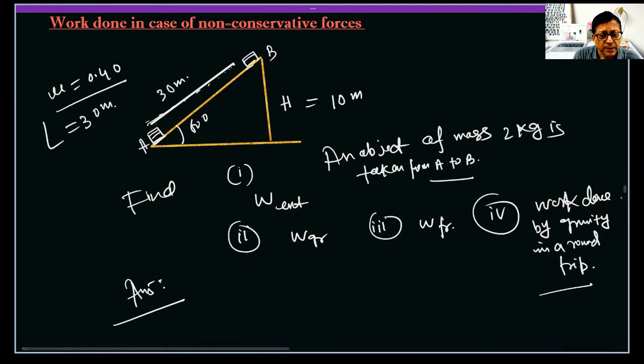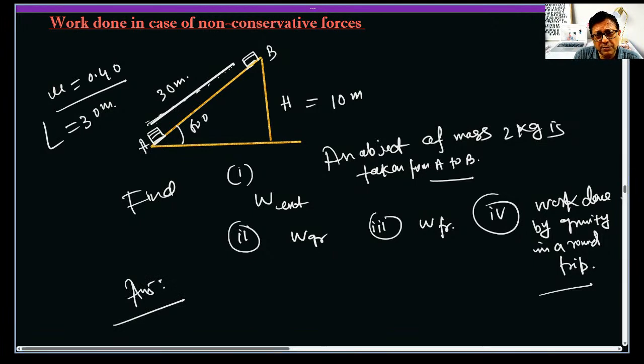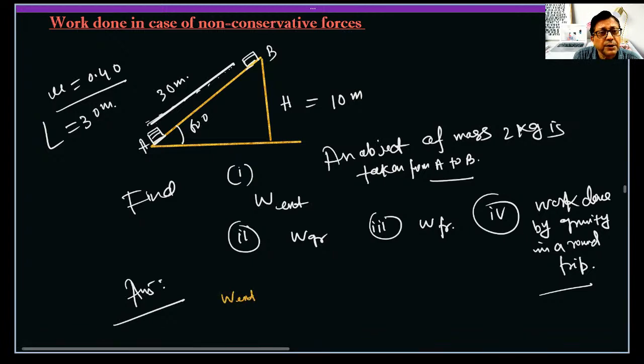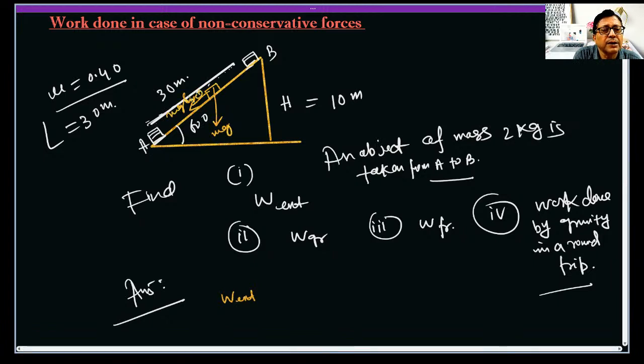Okay, W external, how do I account for this? This load at any arbitrary position has two components, you know. mg, this way mg sin theta, and this way mg cos theta. We have to find work done accordingly.